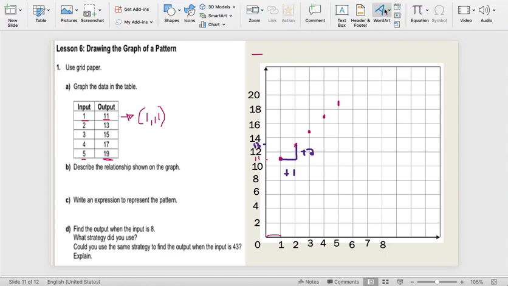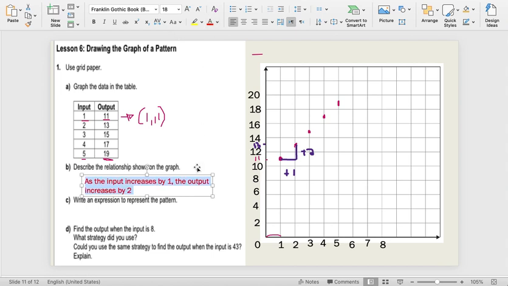So you're going to insert, I'm going to get my text box, I'm going to put it here. As the input increases by 1, the output increases by 2. I'm going to change the color again. I don't know if it matters to you, but it matters to me.